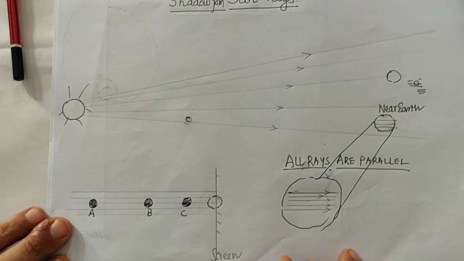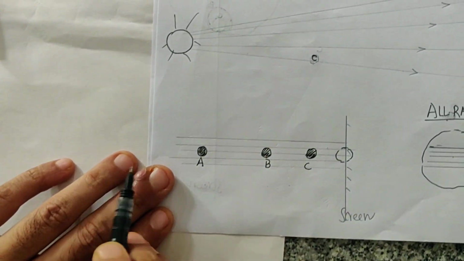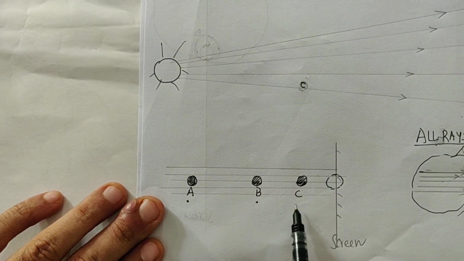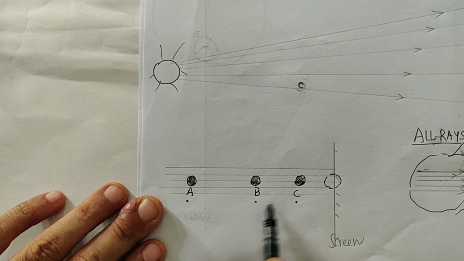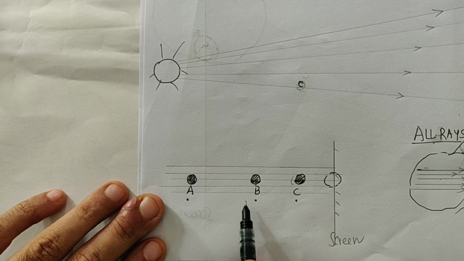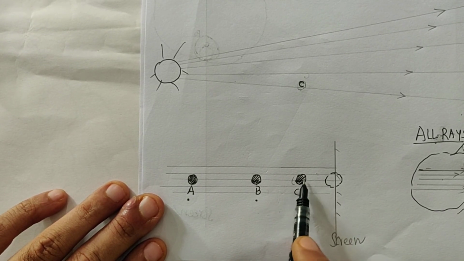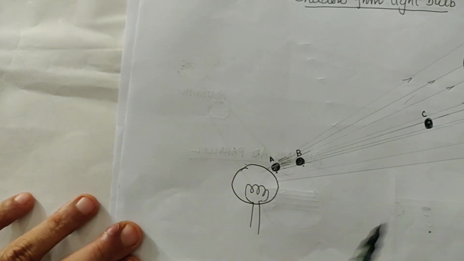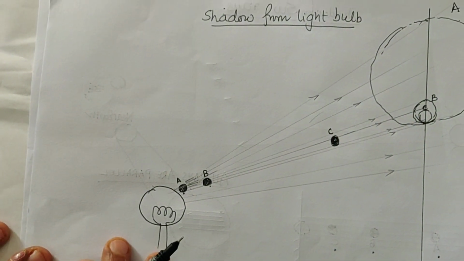Now, when you have the parallel rays and you have a screen, it doesn't matter whether you keep the object at position A or position B or at position C. You're cutting off the same area of light from the screen. So your shadows will be pretty much the same size as your object, unlike in the case of a light bulb, where position matters, and that's why the size of the shadow increases.